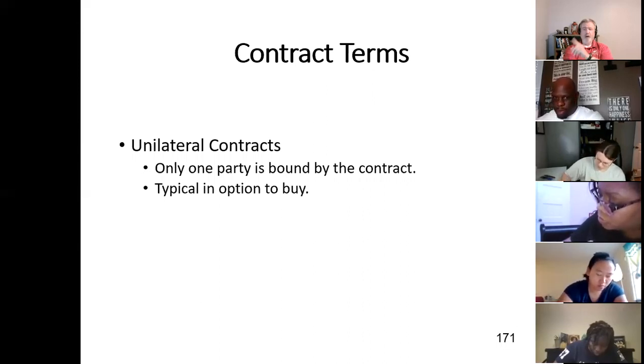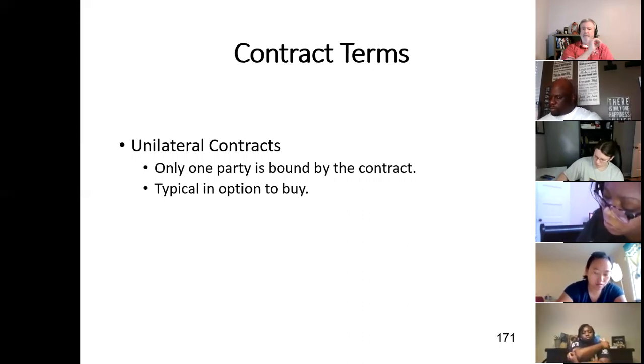It is binding on the seller. It is not binding on the buyer. Now, if you're not familiar with what an option to buy is, don't worry about it. That's coming up a little later in the chapter. We're going to discuss it and make sure you understand it. But for now, I just want you to know there's a difference between a bilateral contract and a unilateral contract. That's all I care about you really understanding for right now.